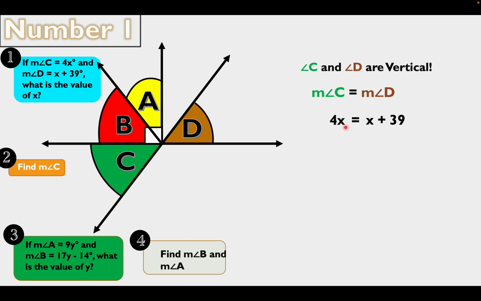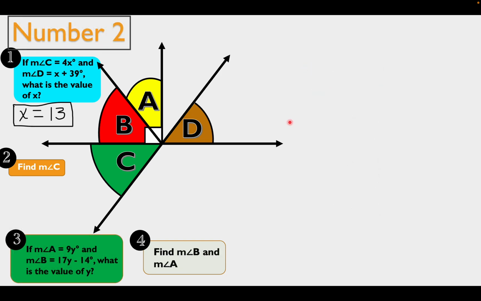So now we have an equation where x's are on both sides of the equation. We want to get this x back over to this side. We can do that by subtracting x on both sides, leaving us with 3x equals 39. Divide by 3 on both sides, and we get x equals 13. So the value of x is 13 in this example. Now it asks us to find the measure of angle C. Well, we know that angle C equals 4x. So if we plug in our value for x, we'd be left with angle C equals 52 degrees.